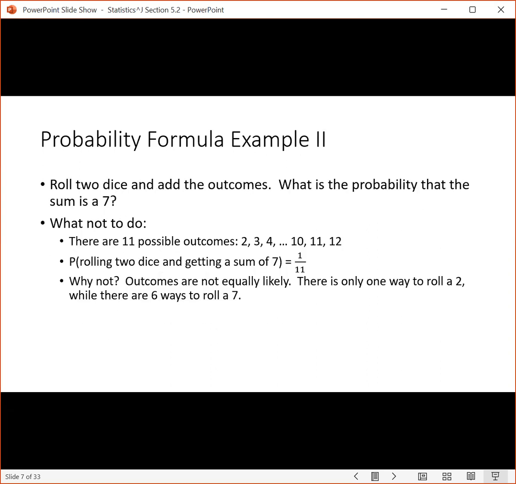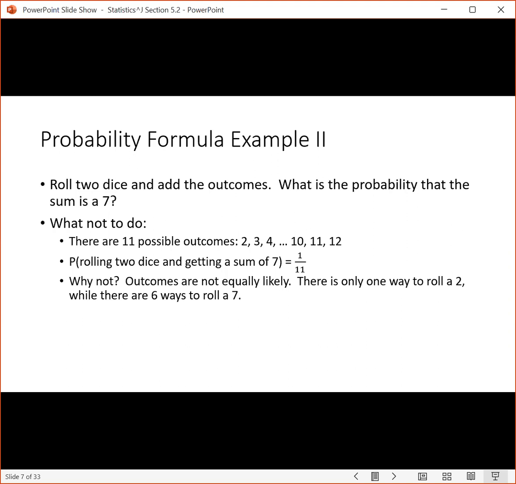All right, let's look at another example. So let's say you roll 2 dice and you add the outcomes. What is the probability that the sum would be a 7? Okay, so this is what not to do. If you think about it, there are 11 possible outcomes for rolling 2 dice and adding the outcomes.